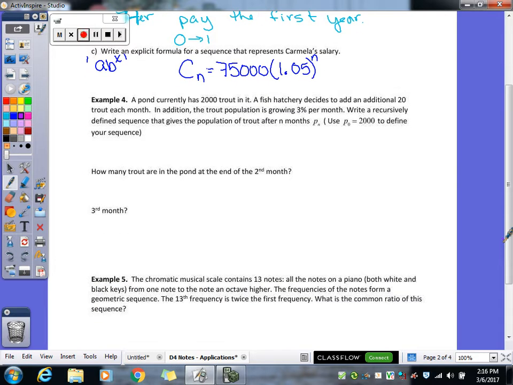All right, example 4, we have a pond that currently has 2,000 trout in it. A fish hatchery decides to add an additional 20 trout each month. In addition, the trout population itself is growing 3% per month. Write a recursively defined sequence that gives the population of trout after n months. They want us to use p of n. They want us to start with p of 0 equaling 2,000. So that's going to be the first part. Since they gave that to me already, I'm going to write that.